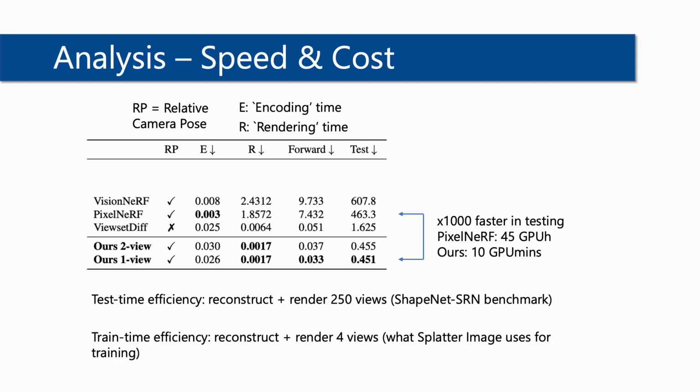In training, one does not need to render 250 views, so we measure the train time efficiency by measuring the time needed to render 4 views of an object. Again, our method is much faster than the baselines. We also include results from other methods, but since the code is not available online, we're not able to reproduce these results and include them in brackets.